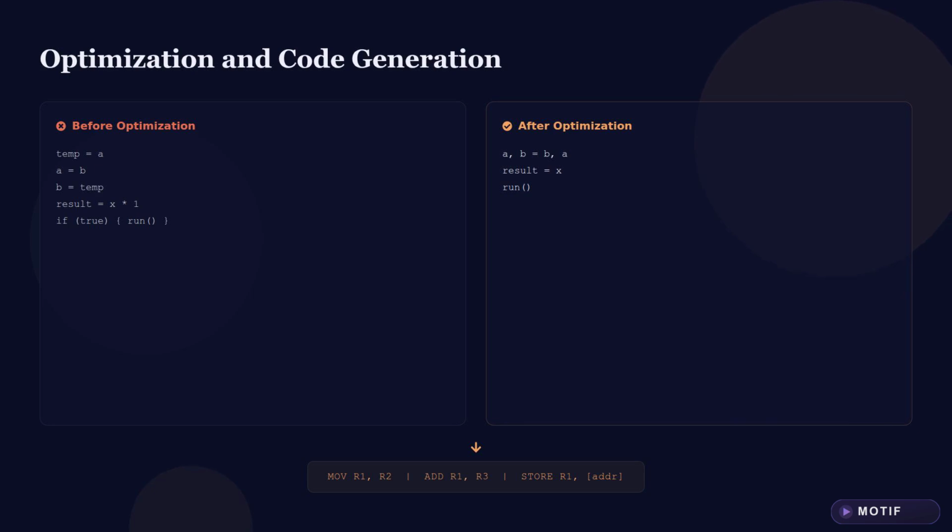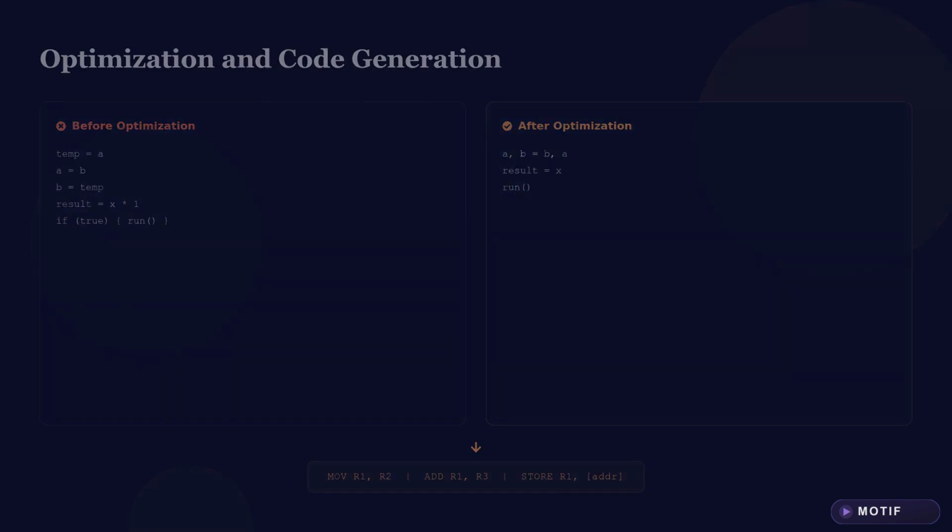After optimization, the code generator walks the refined tree and emits assembly instructions. Each high-level operation becomes one or more low-level instructions that map directly to what the CPU can do.